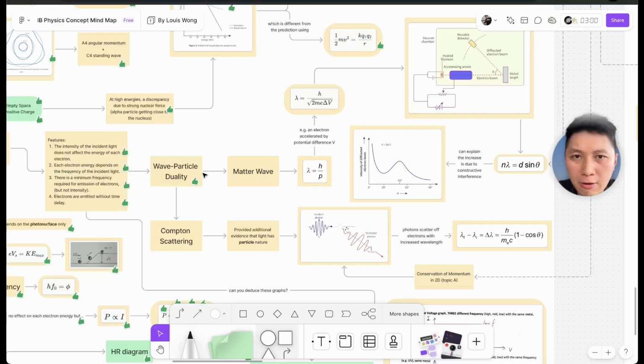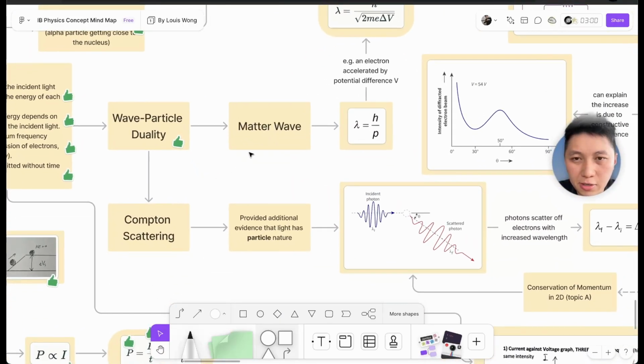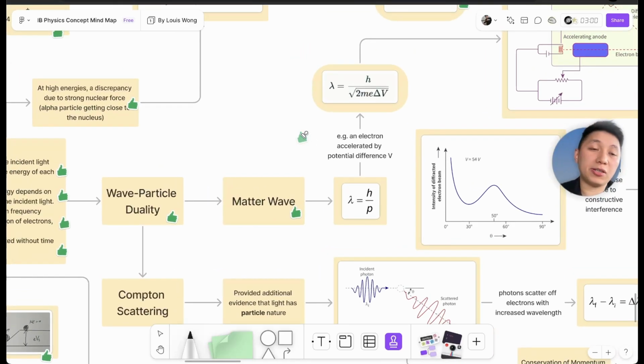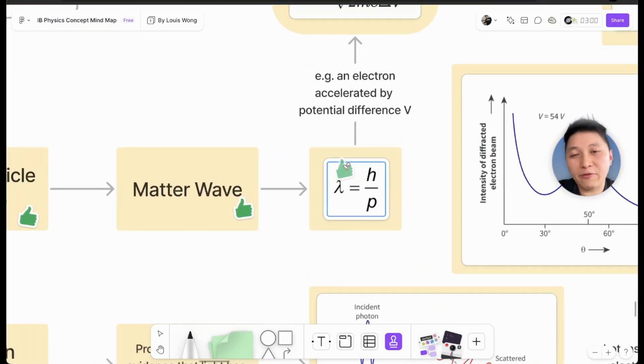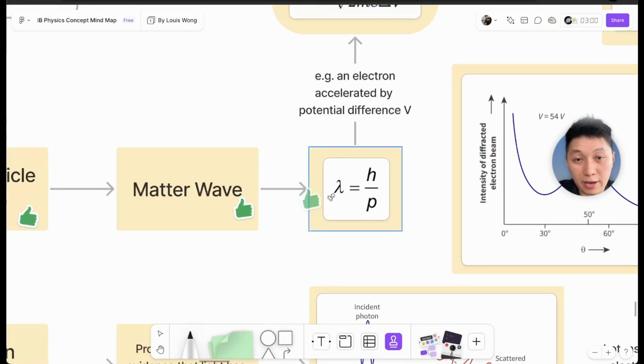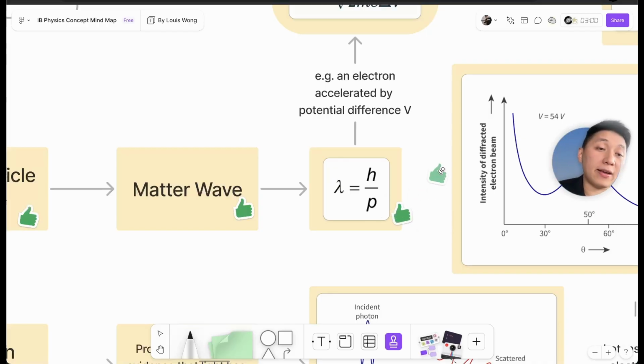Now we have 2 more branches to go. One is the matter wave, one is Compton scattering. Let's go with matter wave first. Matter wave was suggested by Louis de Broglie and other scientists when Albert Einstein showed the world the photoelectric effect. De Broglie thought, hey, if light can be a particle, then maybe every particle can become a wave as well. That's why we come up with the idea of matter wave. It's a proper name. And therefore, anything like a basketball or an electron can also be a wave.